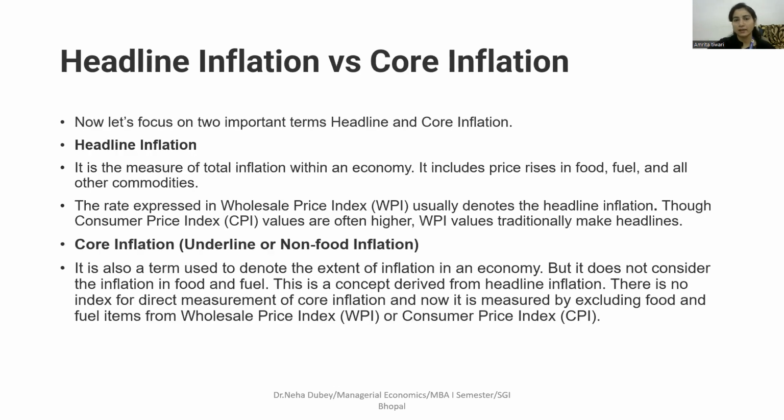So what is headline inflation versus core inflation? Now let's focus on two important terms, headline and core inflation. Headline inflation is the measure of total inflation within an economy. It includes price rises in food, fuel and all other commodities. The rate expressed in the wholesale price index usually denotes headline inflation, though the consumer price index values are often higher. WPI values traditionally make headlines.